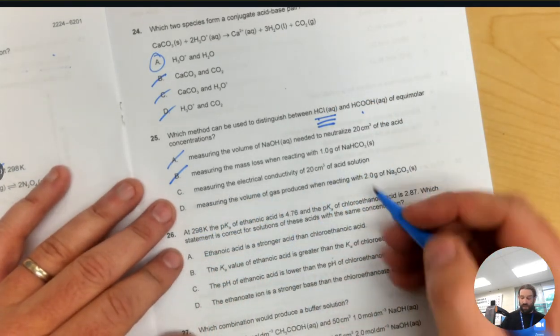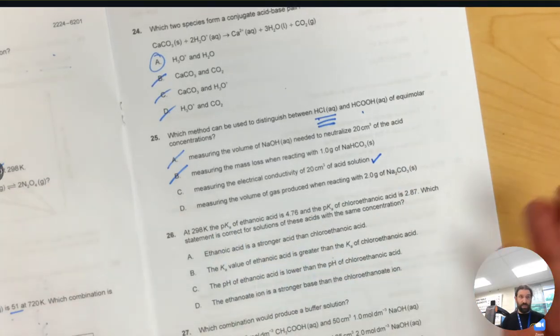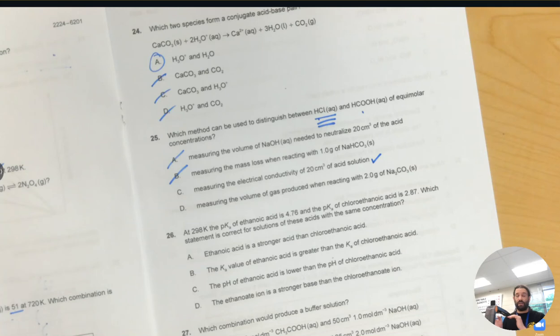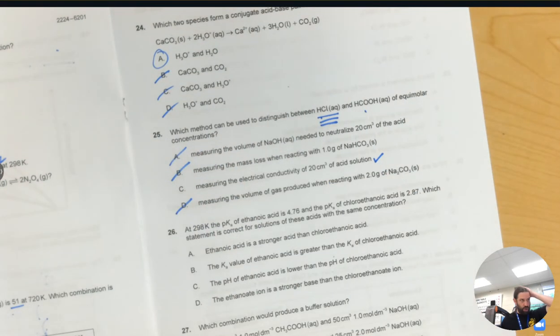Measuring the conductivity, oh, yes, indeed, because the strong acid will always be more conductive because it's fully dissociated. There'll be more ions, or a higher concentration of ions in solution, so more conductivity. Measuring the volume of gas produced, again, no.